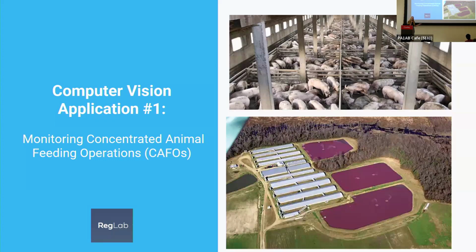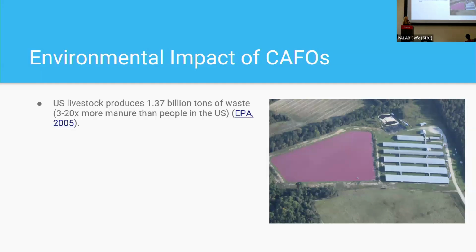So you can see the big buildings, that's where the animals are housed. And those red blobs next to them, that's lagoons. And that's where the waste is stored from the animals. So to motivate this project, I want to explain why we care about CAFOs and why we want to monitor them. So they have a really huge environmental impact.